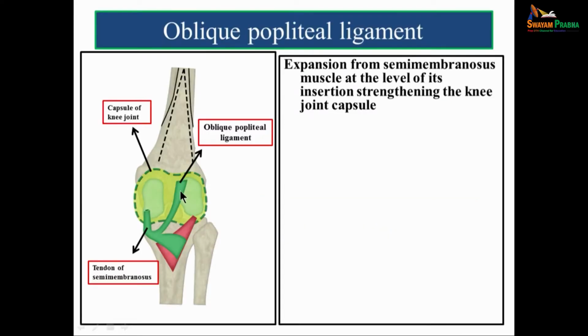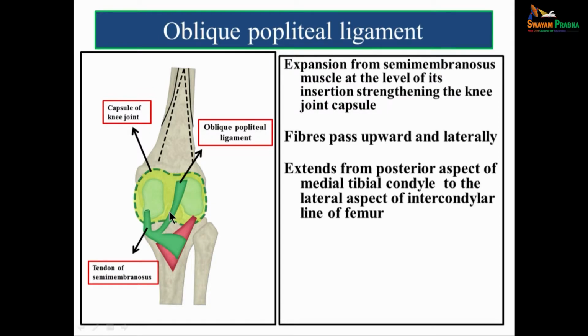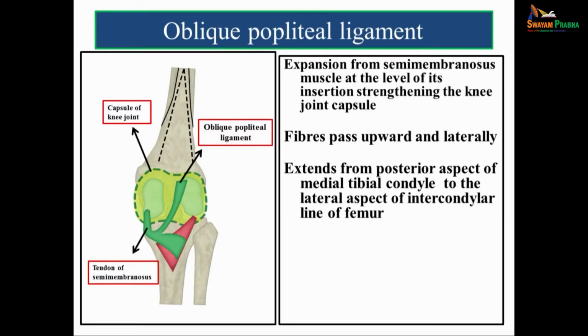Now, what is this oblique popliteal ligament? It is an expansion from the semimembranosus muscle. At the level of its insertion, it strengthens the knee joint capsule. The fibers of the oblique popliteal ligament pass upwards and laterally, and they extend from the posterior aspect of the medial tibial condyle to the lateral aspect of the intercondylar line of the femur. So, this is the oblique popliteal ligament.